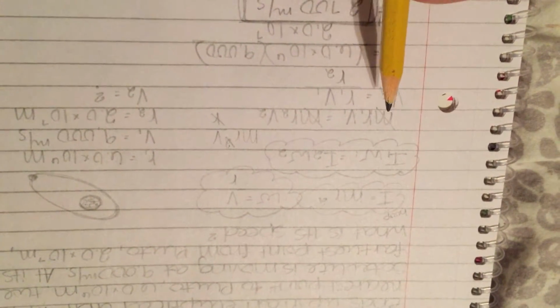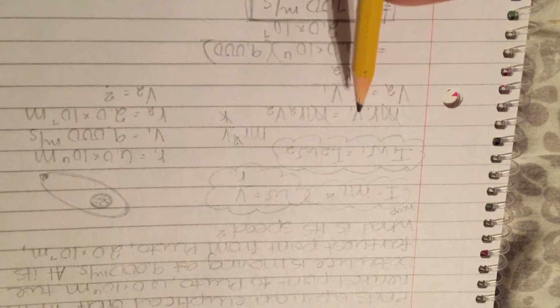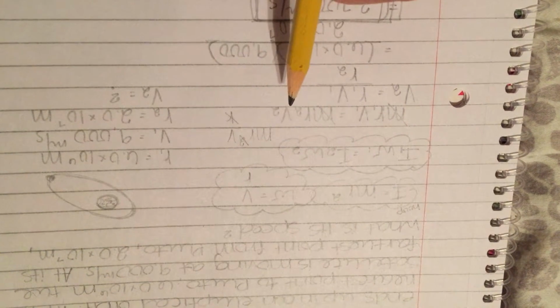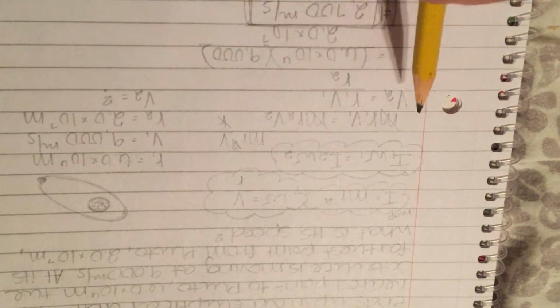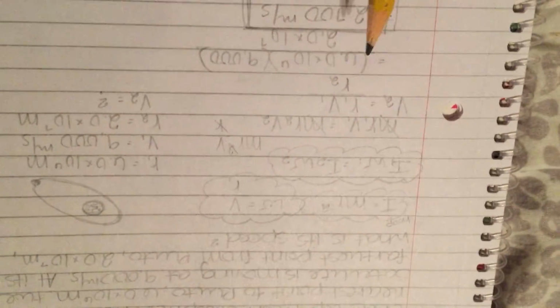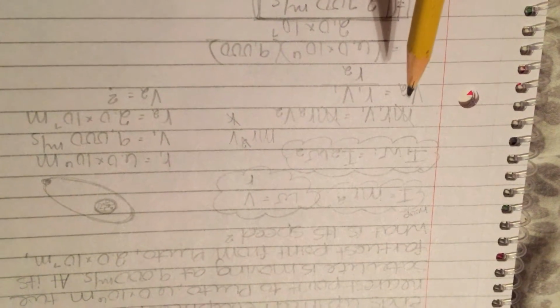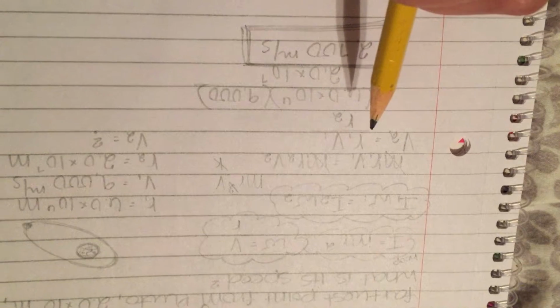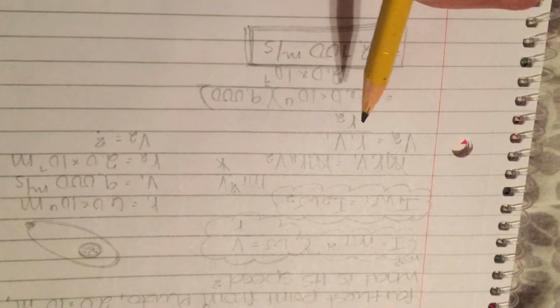So you're left with your mass times your radius 1 times your velocity 1 is equal to your mass times your second radius times your second velocity. The masses can cancel because they're the same. You're solving for your second velocity where it's furthest from Pluto. So we have V2 is equal to R1 times V1 over R2.